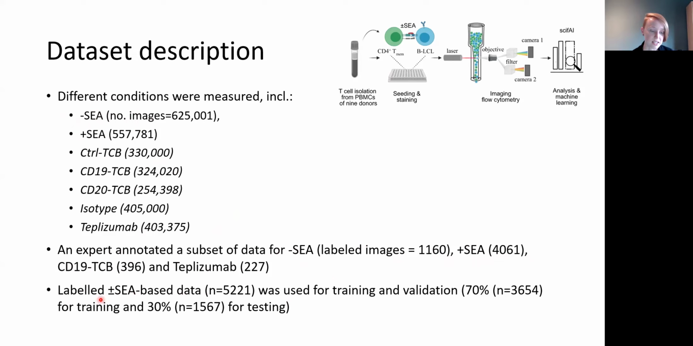So as I said, the labeled plus or minus SEA data is what was actually used for the training and validation of their model. So they had a total of 5,221 images that were actually used, with 70% of these falling into the training data, which was 3,654, and 30% for testing their model within that. So although they started off with a crazy number of images, they didn't actually use that many in comparison for actually training their model.